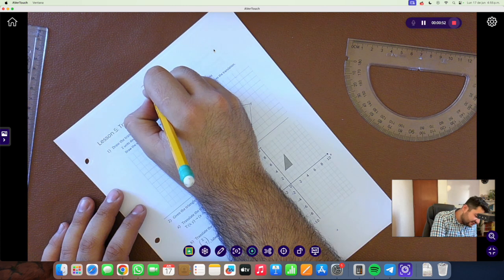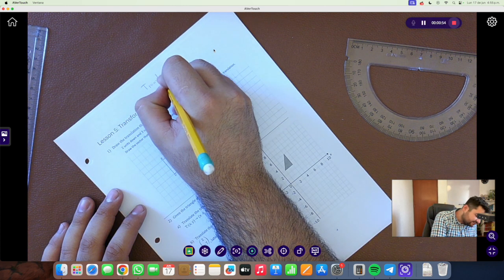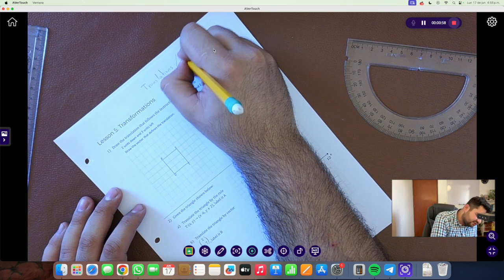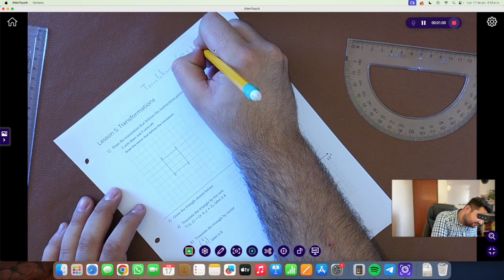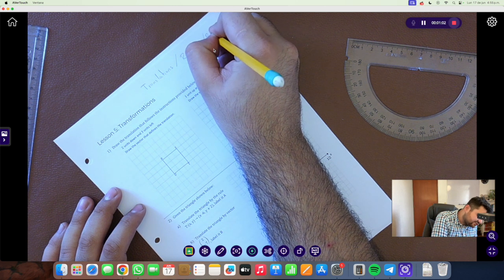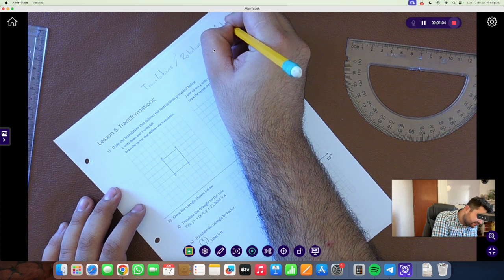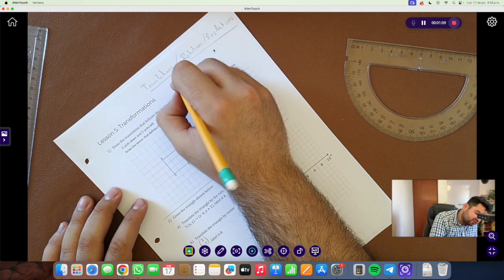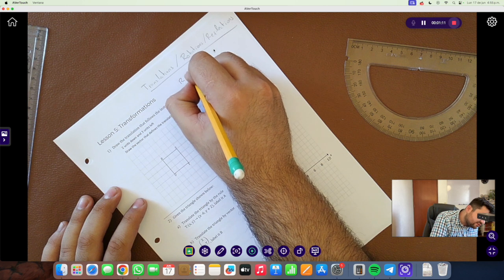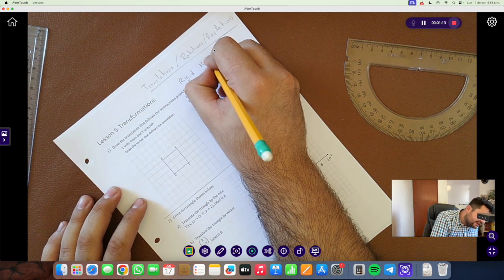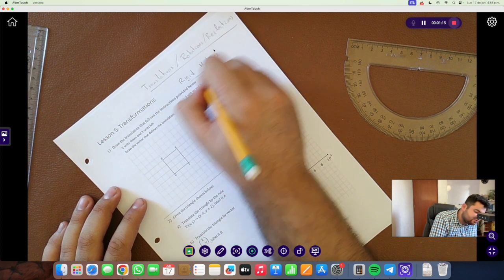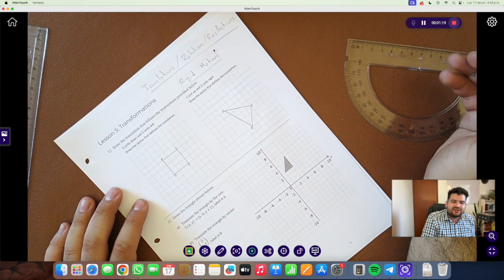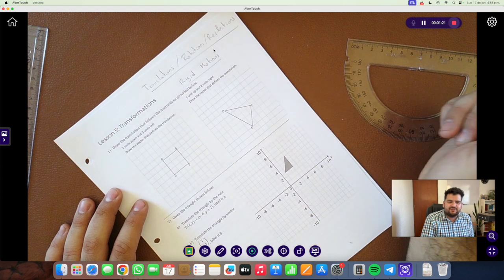We will study translations. We will study rotations and reflections. These three types of transformations are called rigid motions. That very fancy name is super important. Please memorize it. Rigid motions, because they don't deform the shape.